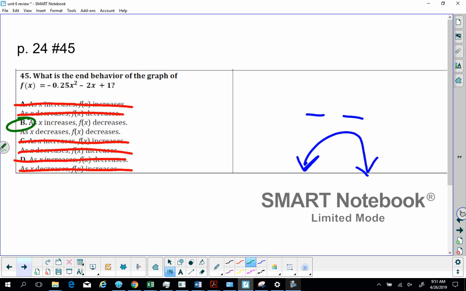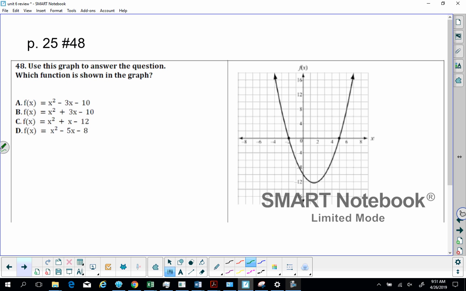Any questions about end behavior? For quadratics, what you're really paying attention to is the f of x part. You're just looking at the y part. For quadratics, they should either increase or decrease. It just depends on whether it's a positive Patricia or a negative Nancy. Remember to draw a rough picture of your graph.